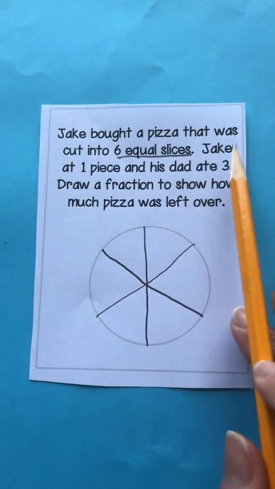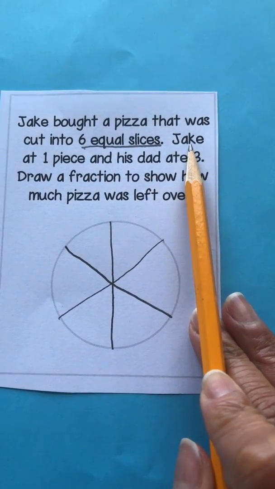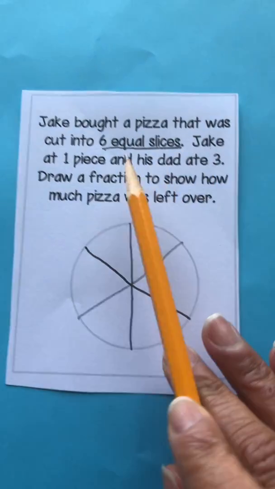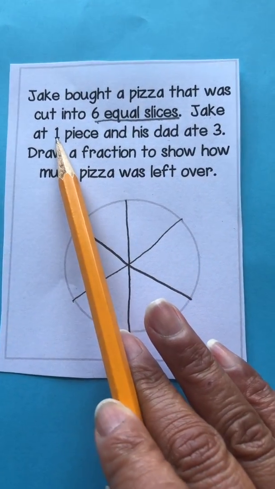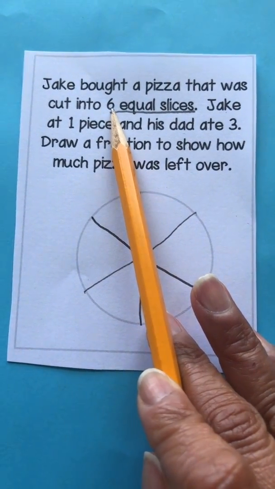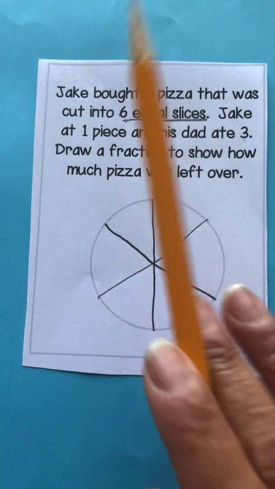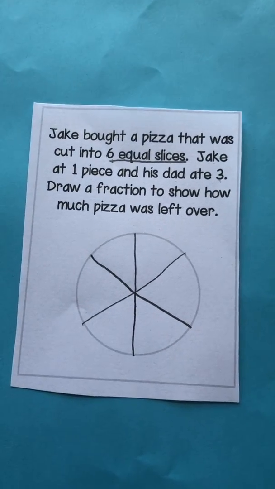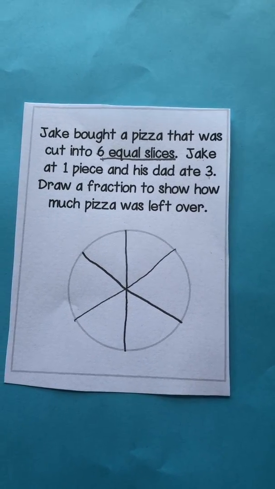Now, if we reread like we have been told to do, we can keep reading to find out what the next step we should do in order to help us solve this problem. It says Jake ate 1 piece and his dad ate 3. So if I was to turn that into a fraction, Jake ate 1/6 of a slice and his dad ate 3/6 of a slice. So altogether, how many slices of pizza have been eaten by Jake and his dad?